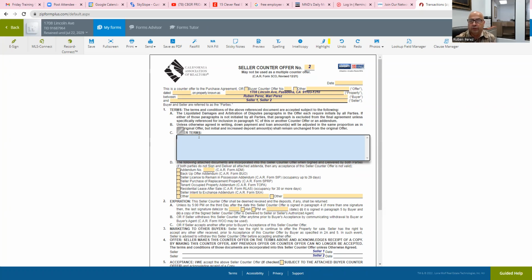it's going to go from a seller's counter offer number one to a buyer's counter offer to the seller's counter offer number one. And then it's the seller's counter offer number two to the buyer's counter offer number one, and then so forth. So it's 1 1 2 2 3 3 4 4.